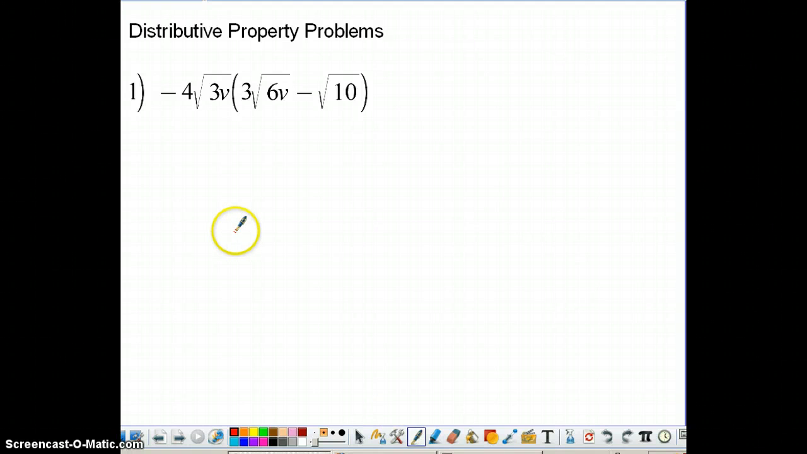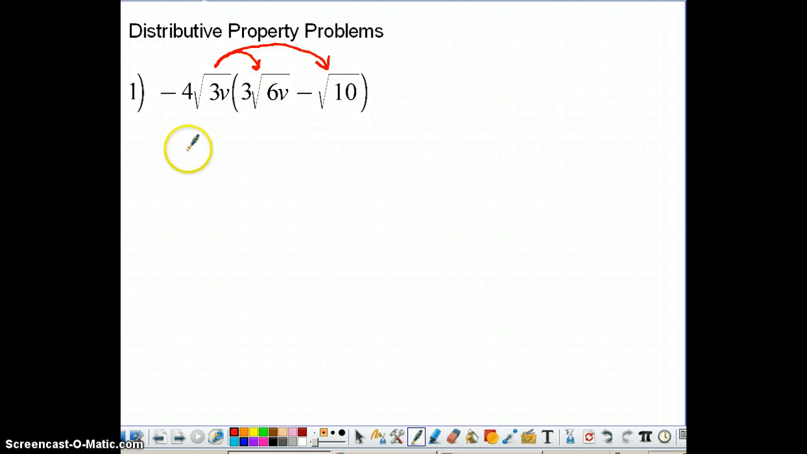So we're going to make sure that we can multiply these radical expressions using the distributive property. So you want to make sure that you distribute. In other words, you draw your arrows into the parentheses, and when you multiply, you are only allowed to multiply the coefficients and the radicands.